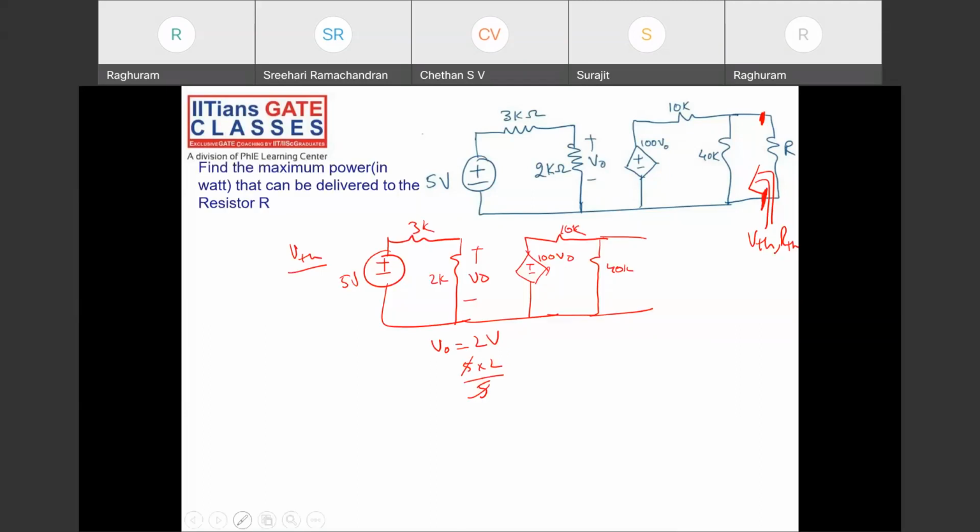So this will become plus minus 100 into 2, which is 200. And you have 10K over here and 40K here. So V Thevenin will be 200 into 40 by 50. Right? So 200 into 40 by 50. So it's 160 volts. Okay.